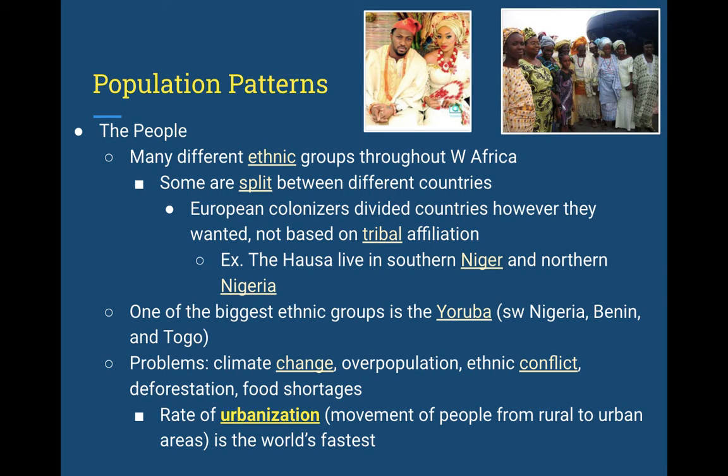Some problems that have impacted the people in West Africa will be climate change. Desertification is still occurring in West Africa. What's happening is the Sahara Desert continues to grow. Overpopulation is a result of this. Because of that desertification, people are getting pushed farther and farther out, more towards the coast. You see a lot of ethnic conflict. A lot of that has to do with the Europeans when they cut up Africa. Deforestation, which obviously leads to the desertification, and then also food shortages.